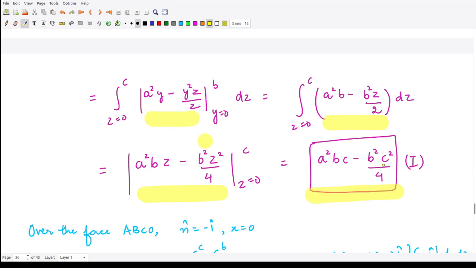So I am calling this first face to be I cap. So mark this, we will require this thing later on, right?